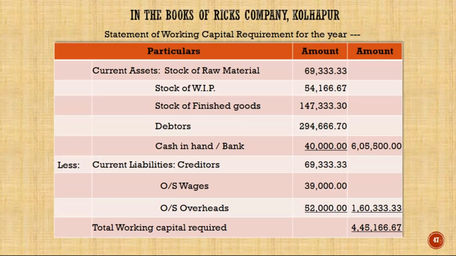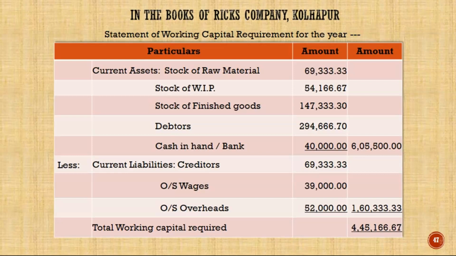So this is the format, particulars and amount column. You can see here current assets, whatever we have calculated, we have taken here against each individual item, that is stock of raw material, stock of WIP, stock of finished goods, debtors, cash in hand, and the total of current assets carried to outer column.